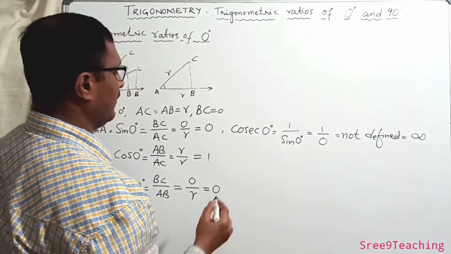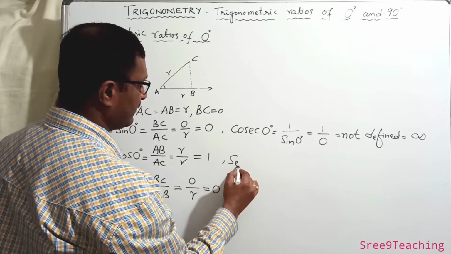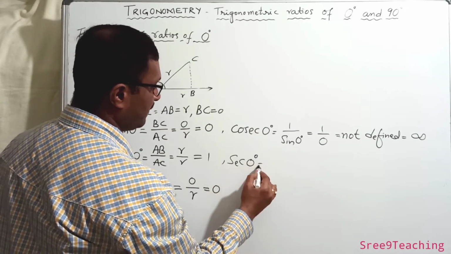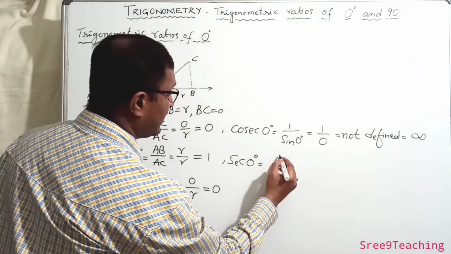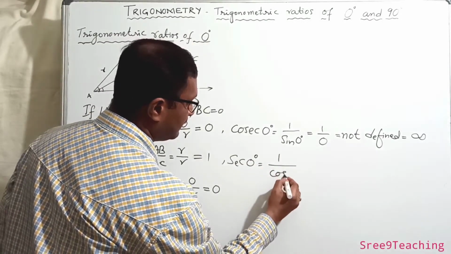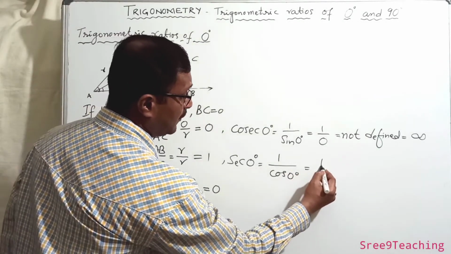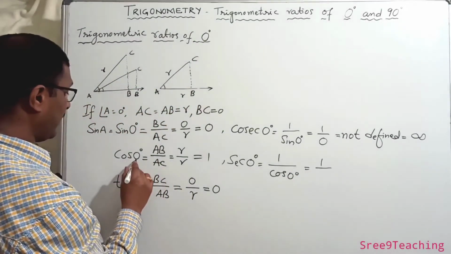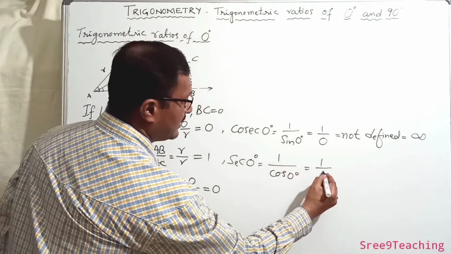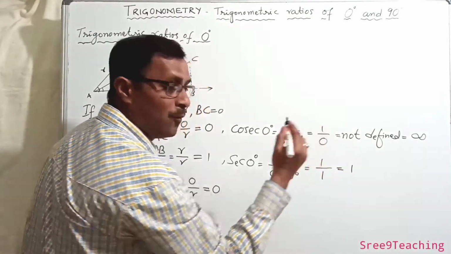Got it? Now let us find secant, or sec 0. So sec 0 is nothing but the reciprocal of cos 0. Sec is equal to 1 by cos. Here, 1 by cos 0, what did we get? Cos 0 is 1. So 1 by 1 is nothing but 1.